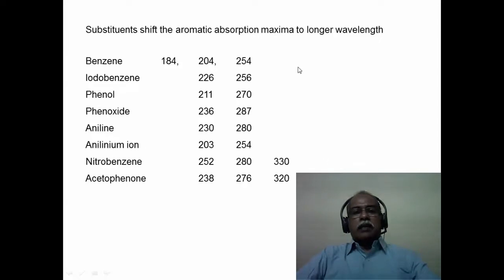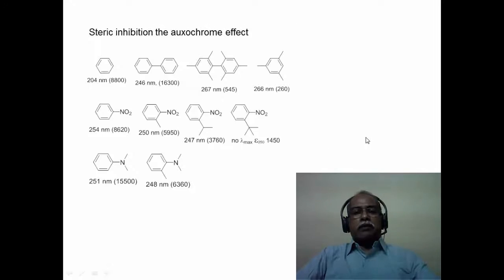So this essentially illustrates the auxochrome effect of the various substitutions present in the benzene ring, causing the shift of the wavelength to go to a higher wavelength region in the case of pi to pi star transitions of benzene. However, steric effects can inhibit the auxochrome effect. That is what is shown in this particular system.